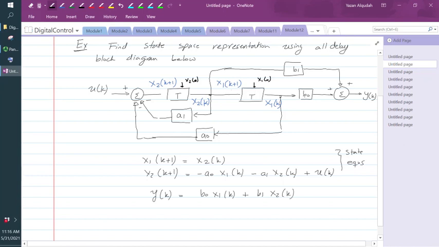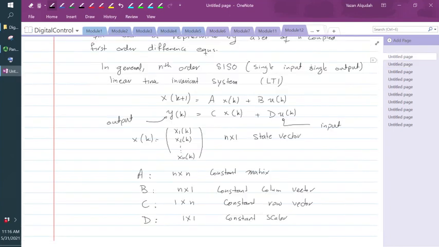Now somebody might look at this and say, okay, why did you not write y of k as equal to b1 multiplied by x1 plus k1? Why did you write it as x2 of k? And the answer is, when we write the state space representation, the right side of the equations has to always be in terms of x of k.